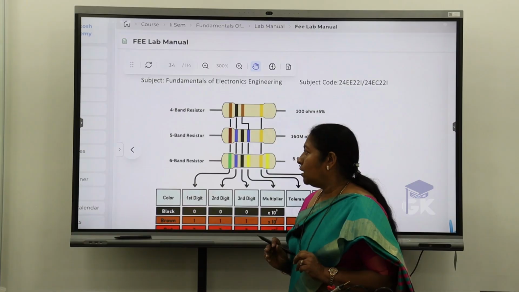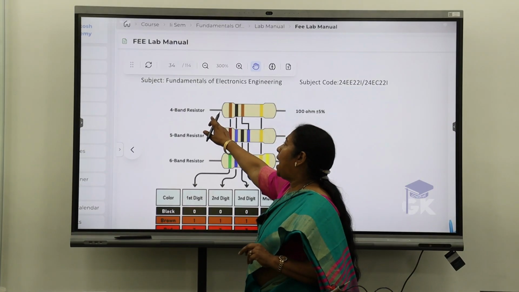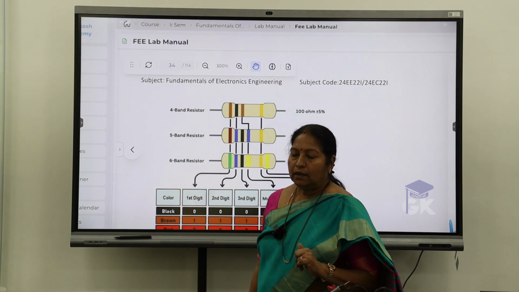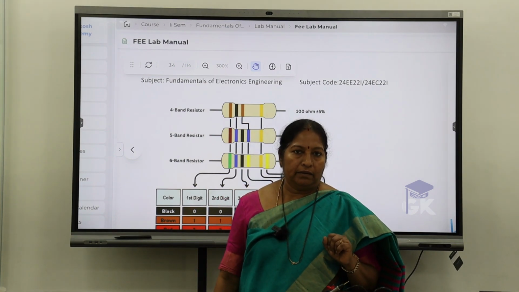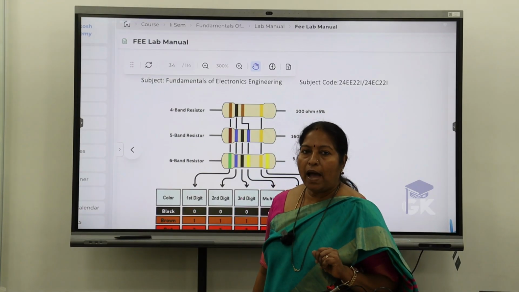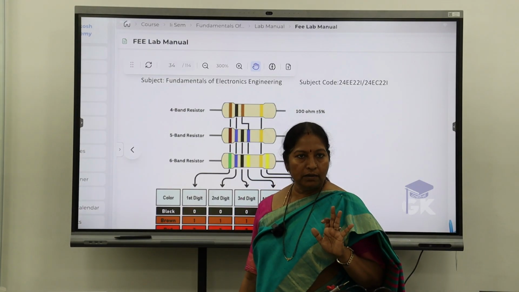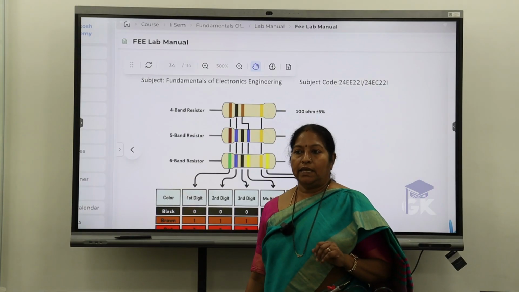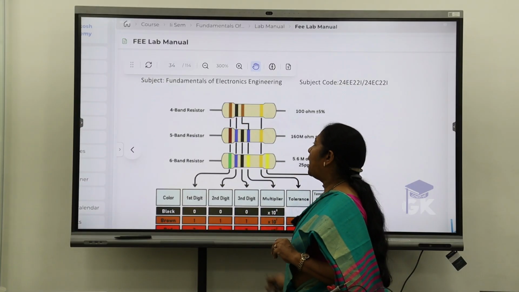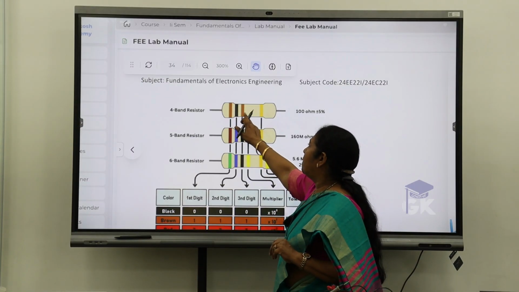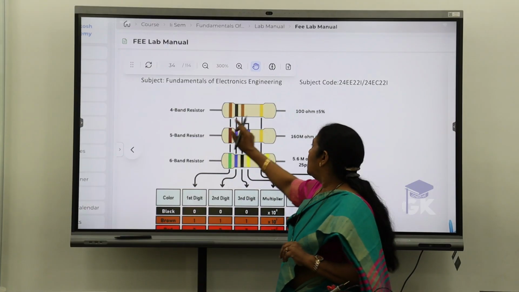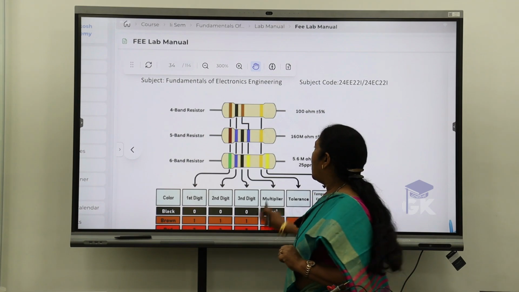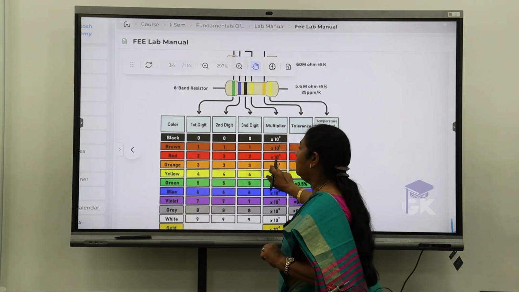And on the other side, we have 4 band resistors, 5 band, and 6 band, all three are there. So which is your color code band? 4 in that. Some of you have got 5. You can exchange afterwards and check it. In a 4 band resistor, 3 colors give you the value, and the last one gives you the tolerance.